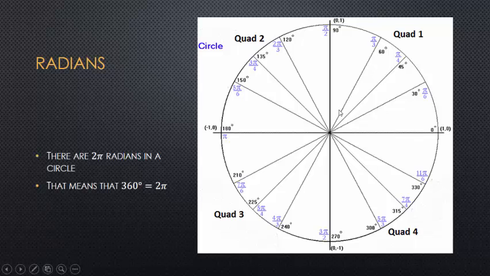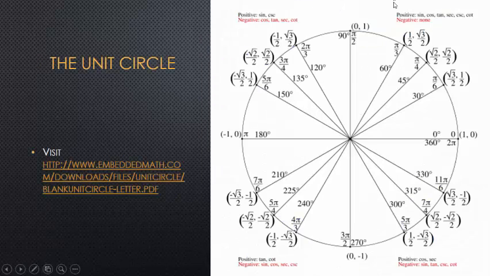Remember that cosine is always the x-coordinate. Sine is always the y-coordinate. Tangent, you use opposite over adjacent, so y over x. So tangent is always y over x. Cosecant is 1 over sine, so you'll take 1 over y. Secant is 1 over x, and cotangent is x over y.